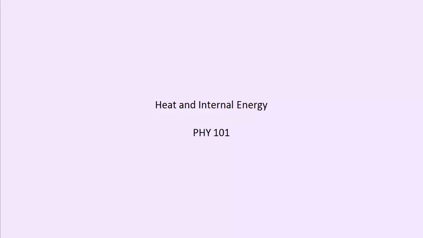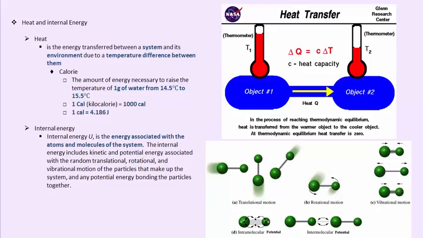In today's video, we'll learn about heat and internal energy. We define heat as the energy transferred between a system and its environment due to a temperature difference between them. We can measure heat in the units of calories, which is the amount of energy necessary to raise the temperature of 1 gram of water from 14 degrees Celsius to 15 degrees Celsius.